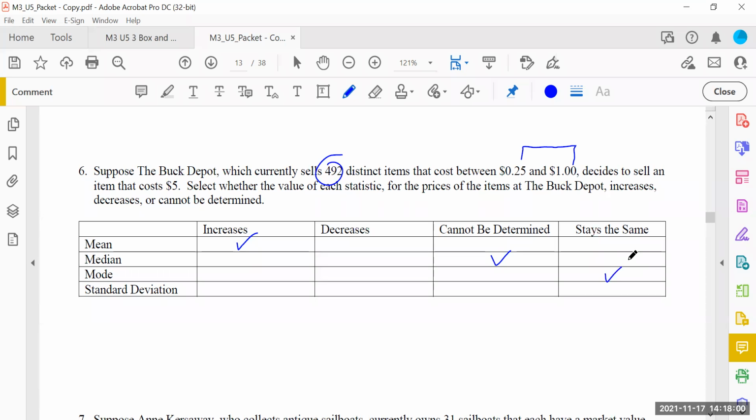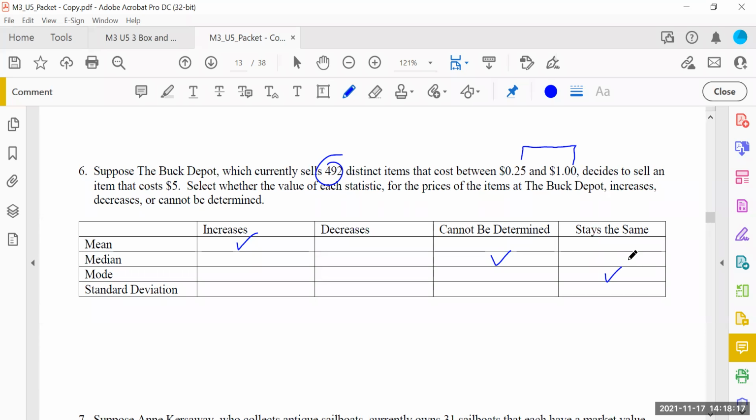Even if there wasn't a mode, which in this case, there's got to be a mode because we know we have some repeats. But even if we had fewer items and there might not have been a mode, it would still not change when I add that $5 in.